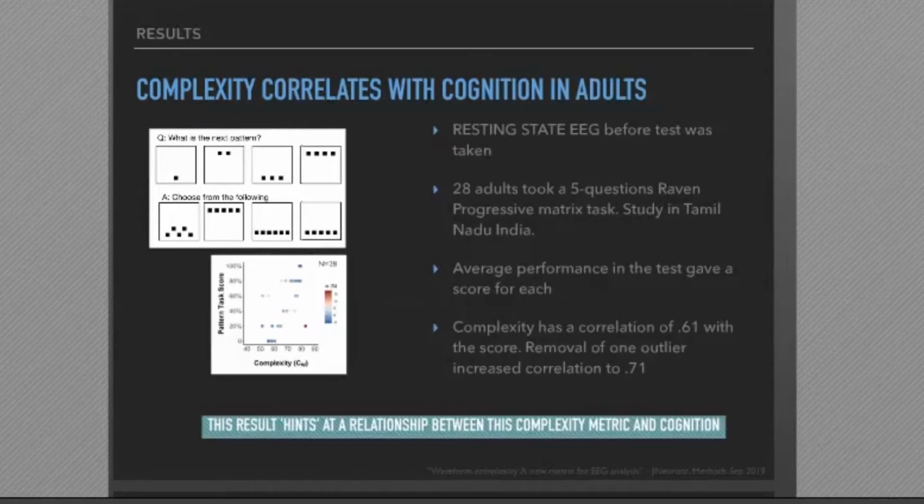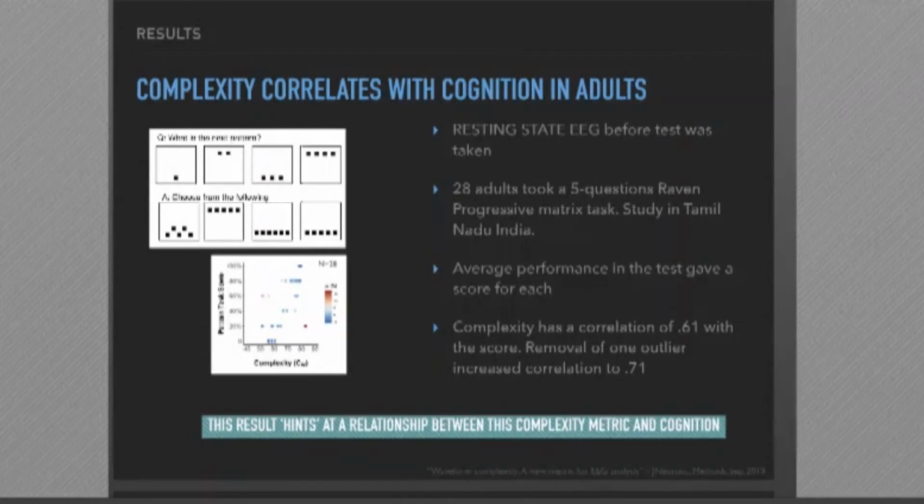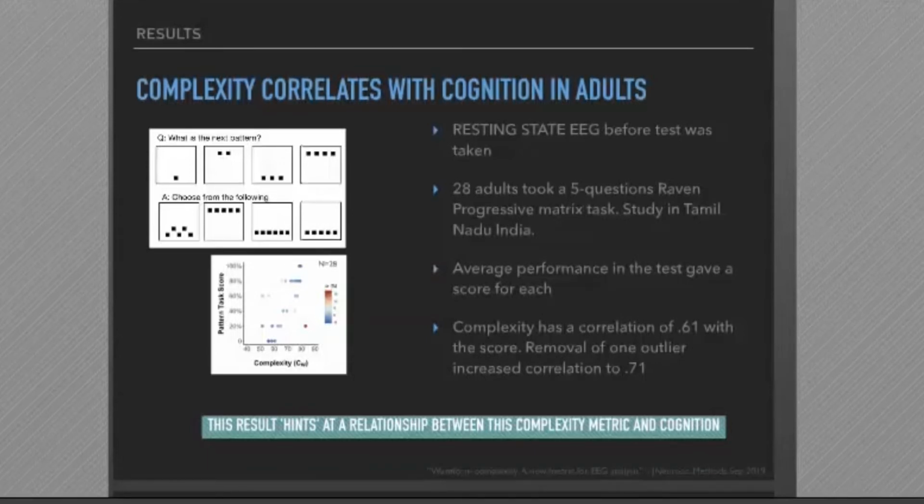So then we went on to see, okay, complexity has a lot of parallels with the stimulus environment, but does complexity say something about cognition itself? So in 28 adults, we gave them 5 questions from Raven's progressive matrices. They are given questions like this pattern shown here, and the user needs to say which pattern comes next, and they need to pick from 4 choices given to them. There were 5 such questions given to every user. The EEG recording was done before the test itself. So it is a resting state EEG, and not recorded while the users were taking the test.